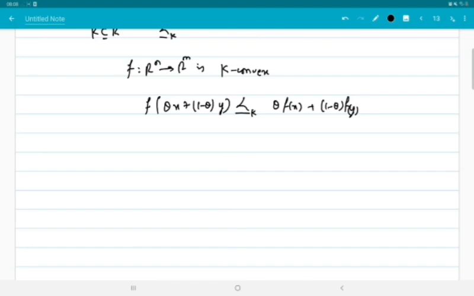The function is similarly strictly K convex if this inequality is strict.